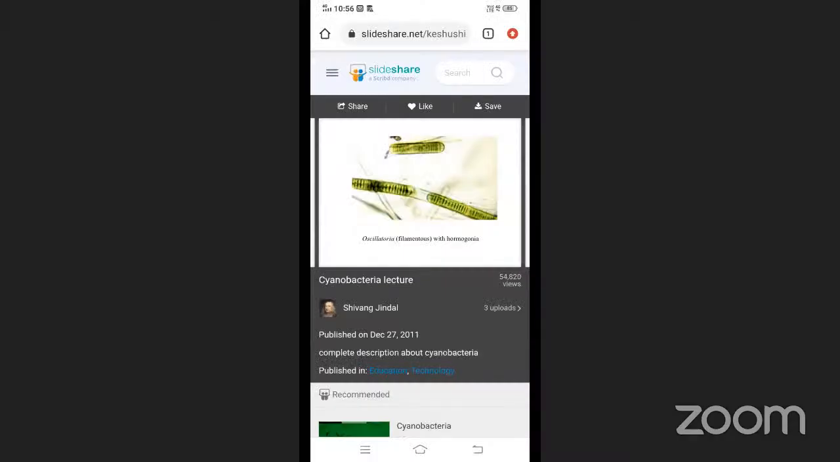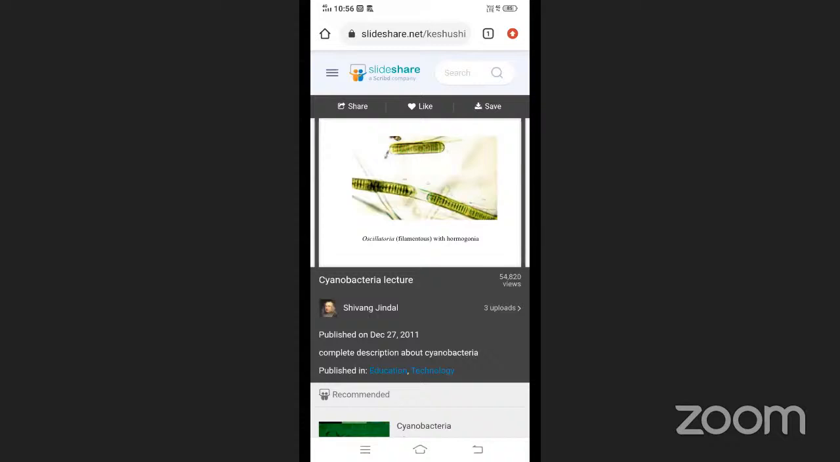Again, I show another diagram here. This one is the hormogonia. Hormogonia means the cytoplasm coming from the side. It is a small fragment that breaks down from the mother thallus. That hormogonia can again exist independently. They can undergo new cell division and produce a new thallus.